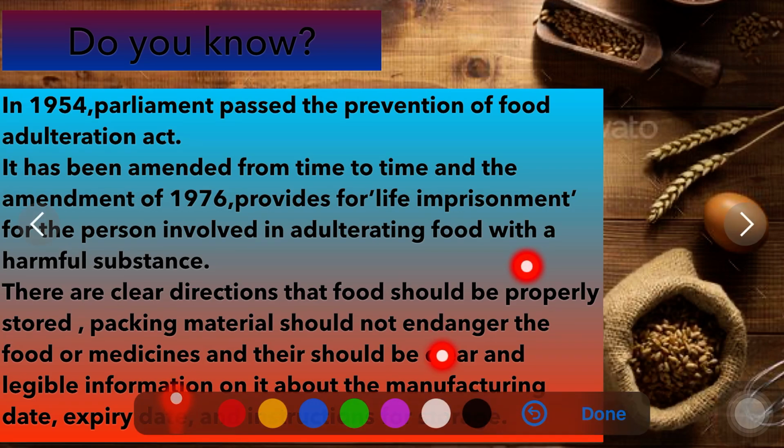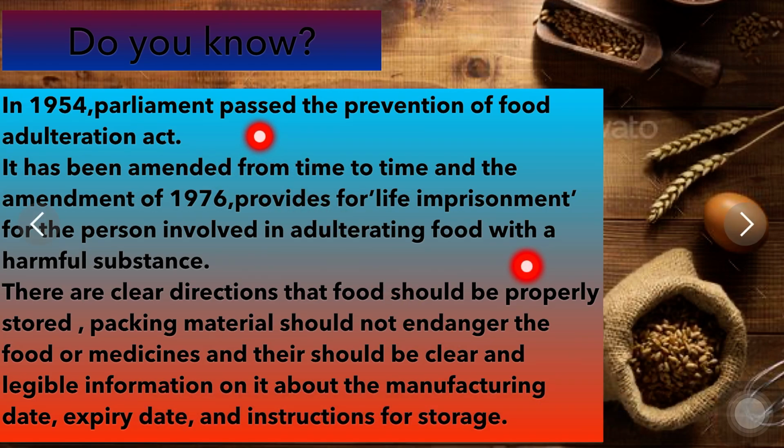Do you know student, in 1954 Parliament passed the Prevention of Food Adulteration Act. It has been amended from time to time, and the amendment of 1976 provides for life imprisonment for the person involved in adulterating food with a harmful substance. There are clear directions that food should be properly stored, packing material should not endanger the food or medicine, and there should be clear and legible information on it about the manufacturing date, expiry date, and instructions for storage.